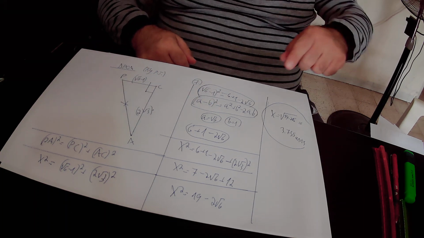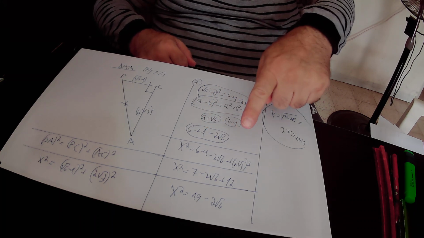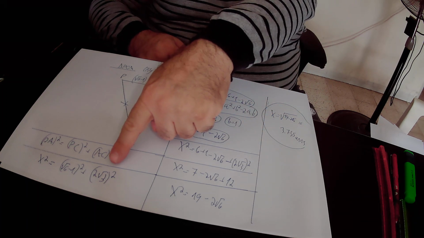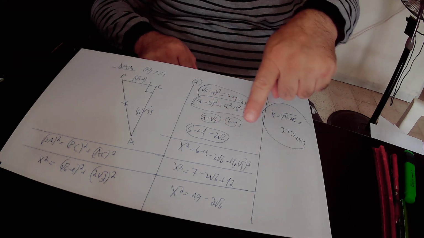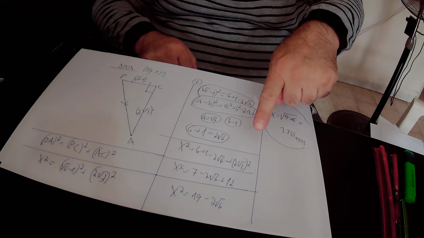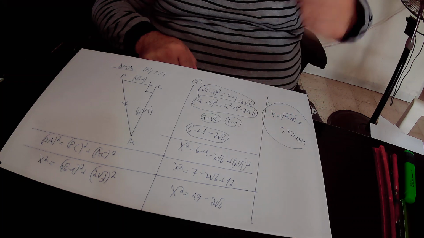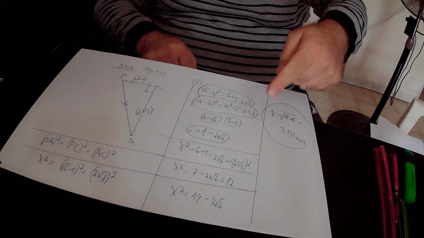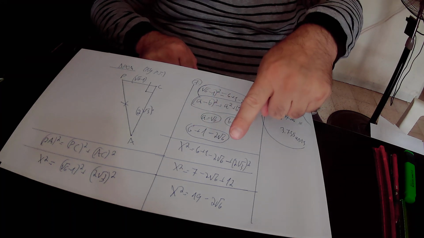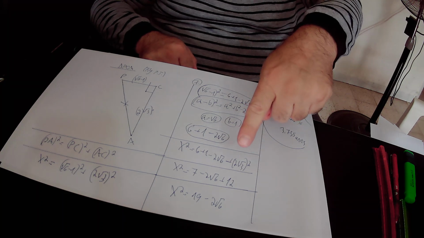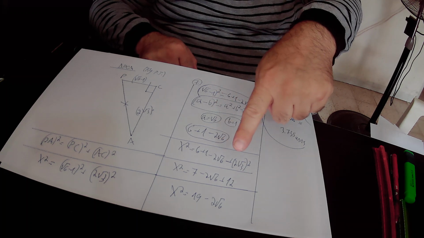So we got that X squared equals 6 plus 1 minus 2 times square root of 6 plus (2 times square root of 3) squared. So X squared equals 6 plus 1 is 7 minus 2 times square root of 6, and (2 times square root of 3) squared is 2 squared, that is 4, times square root of 3 squared, which is 3, and 4 times 3 is 12. In conclusion, X squared equals 7 minus 2 times square root of 6 plus 12. 7 plus 12 is 19, and therefore X squared equals 19 minus 2 times square root of 6.